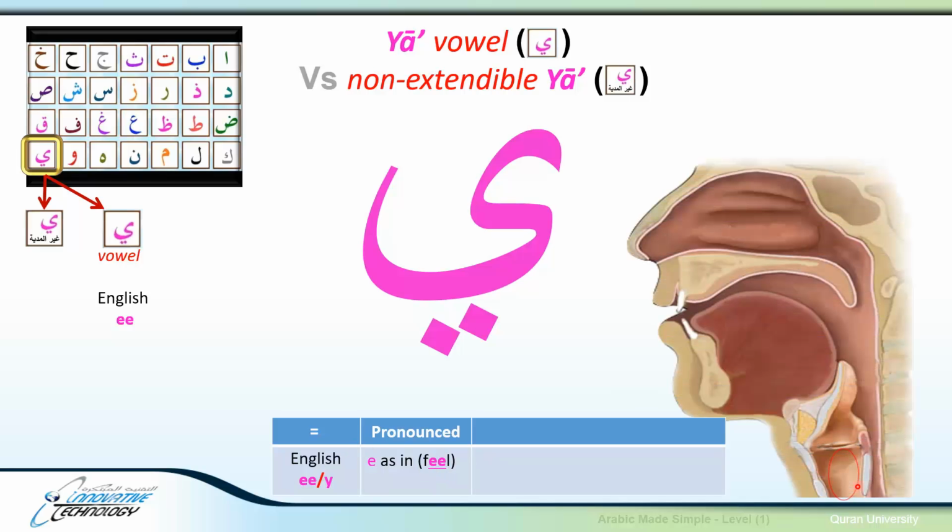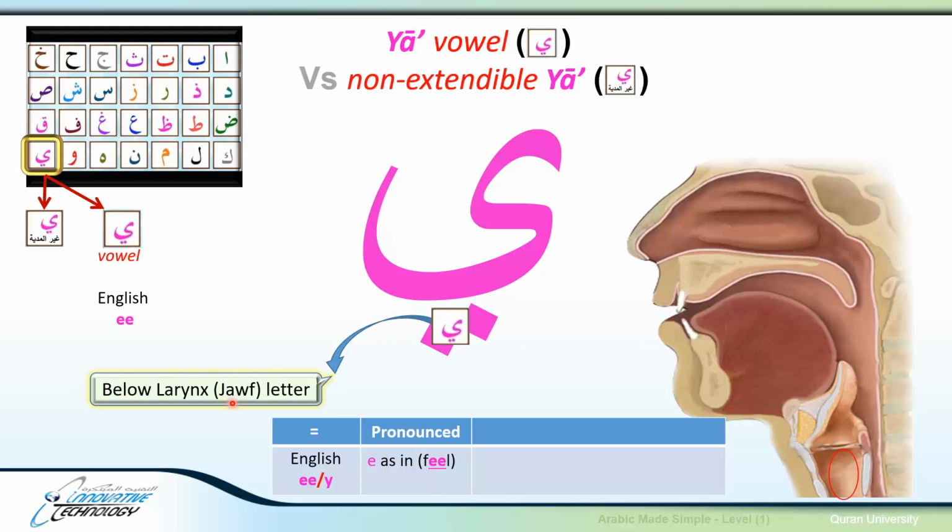This articulates from the larynx, from the jawf, and goes out with no resistance. E here is from below the larynx, what we call in Arabic a jawf letter. And it's a vowel. This is like the E of Alladhina in Surah Al-Fatiha, similar to the English E in feel. So the extendable ya is actually a vowel because we can extend it.